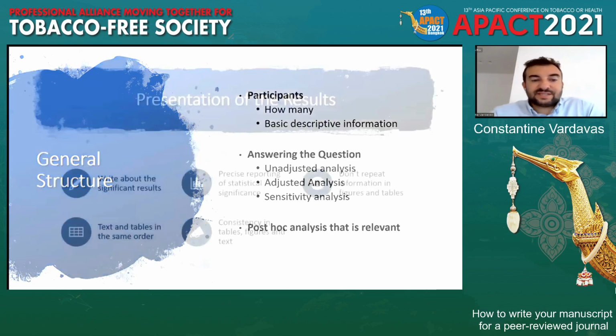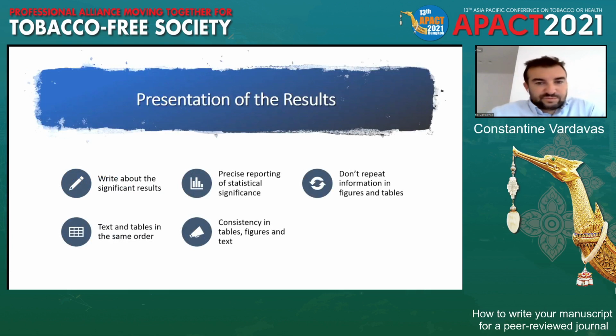So you write about the significant results. You don't write all the results. It's important to be precise when you report the statistical significance in a study. This is a very common error that pops up in preparing a manuscript for a peer-reviewed journal, or when a handling editor is reading a manuscript and someone says, for instance, we found a significant association between younger age and higher exposure to secondhand smoke.